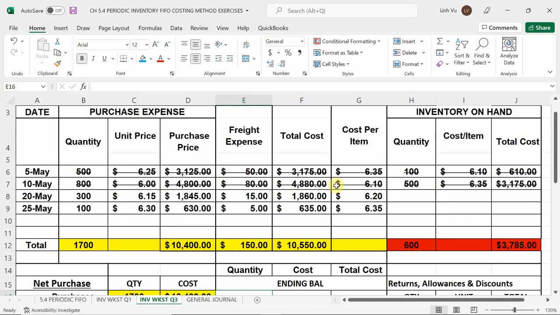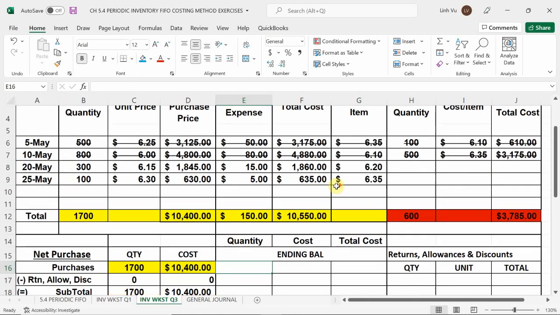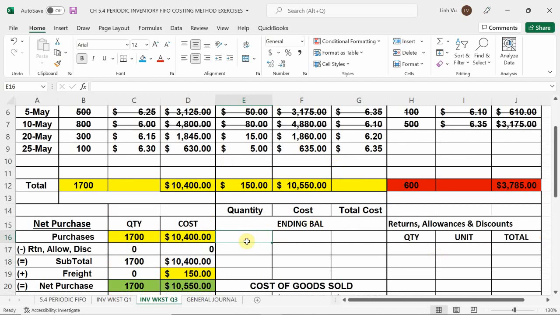Looking at my net purchases, how many batches of inventory do I actually still have left? 400. You got 300 from May 20th, and you have 100 on May 25th. So if I compile those two numbers together, 300 plus 100 gives me a total ending balance of 400.